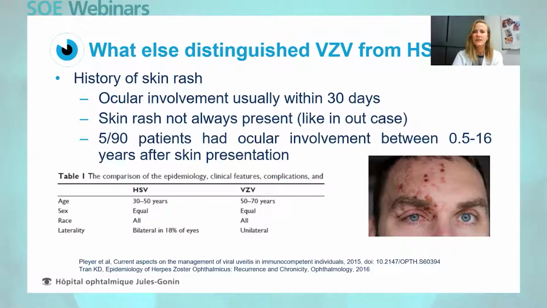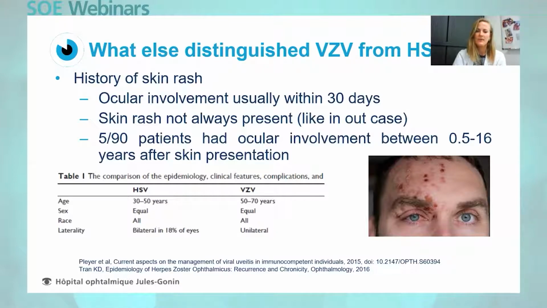What can distinguish HSV from VZV? Of course, the skin rash. Ocular involvement is usually within 30 days after the skin rash, but the skin rash is not always present, like in our patient. In fact, in a series of 90 cases of zoster ophthalmicus, 5 patients developed uveitis 6 months to 16 years after the skin involvement. So the patient has a lot of time to forget it.